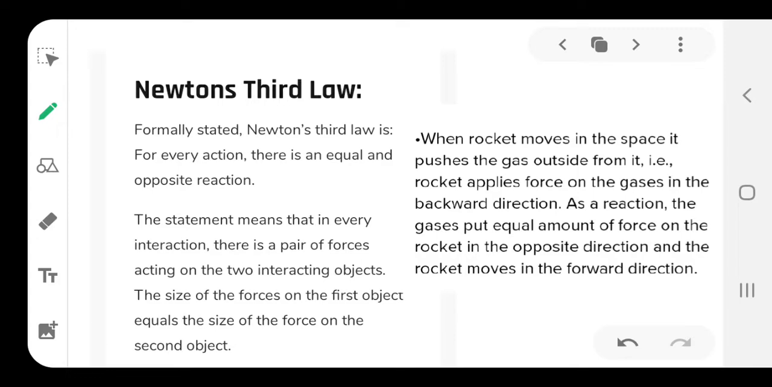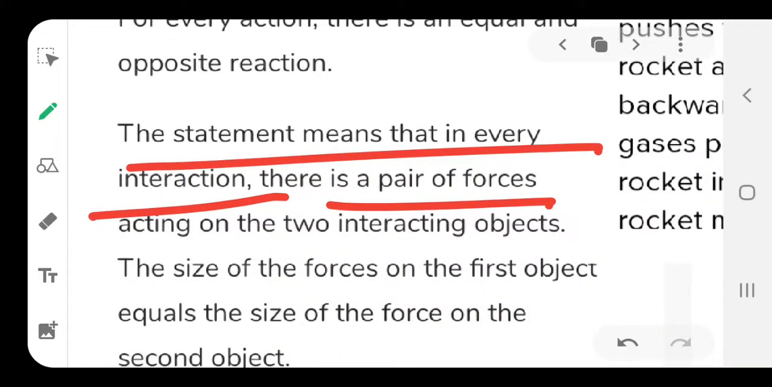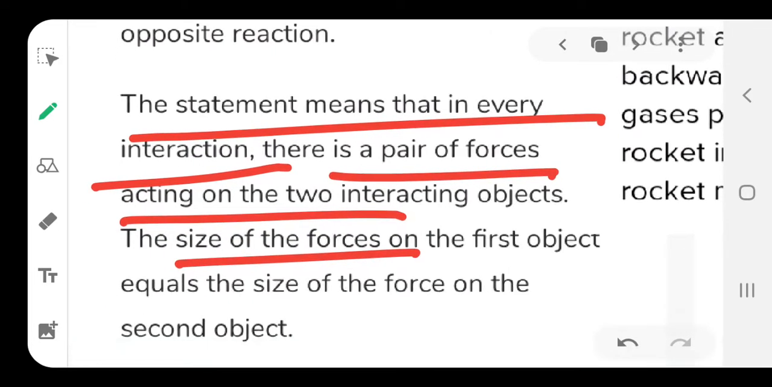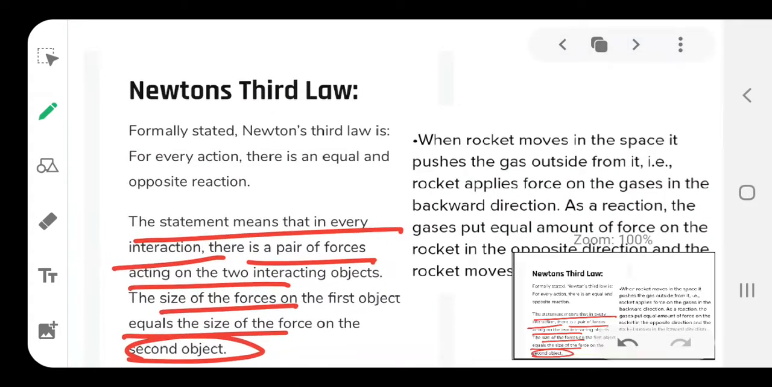That's the statement. Again, write down the statement, which means that in every interaction there is a pair of forces. Underline that word. There is a pair of forces that are acting or interacting, and the size of the force on the first object is equal to the size of the force on the second object. Underline this last term. The force magnitude in both cases is equal but in opposite direction.